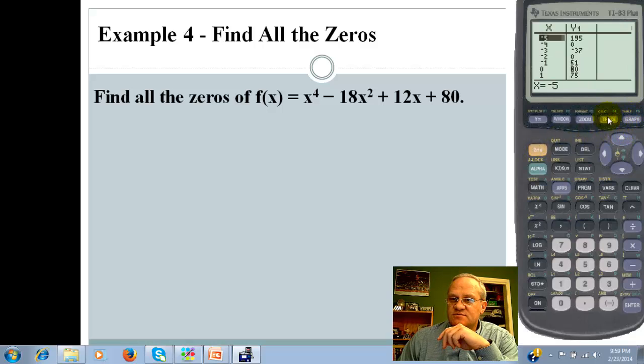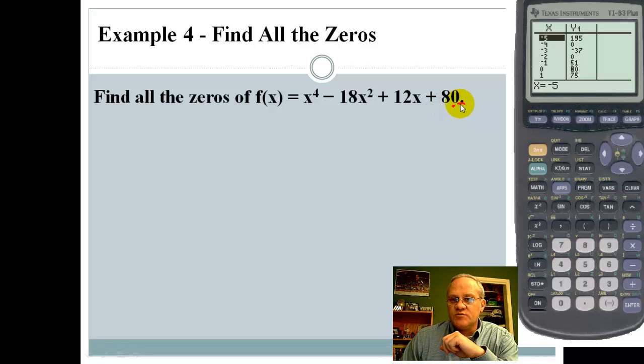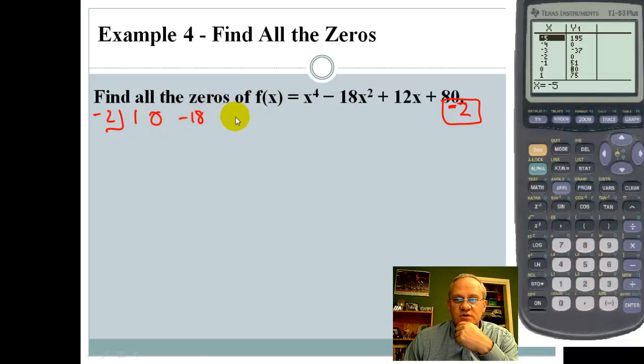So let's go back to this table. You could start with either one, -4 or -2. Let's start with -2. Actually, I'm just going to go ahead and write this up here. There's -2. There's one of my roots. But let's do synthetic here. -2. And I've got 1. That's x to the 4th. There's no x to the 3rd, so I have to put in a 0. -18 for x squared, 12 for x, and 80.